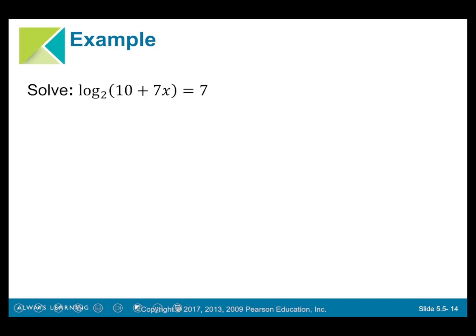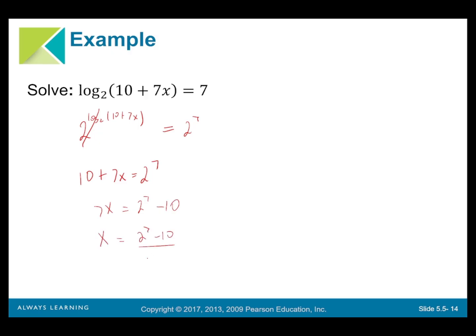So now we have log base 2 of 10 plus 7x equals 7. Again, let's take 2 to the both sides. So 2 to the log 2 of 10 plus 7x equals 2 to the 7. Those cancel, and so we have 10 plus 7x equals 2 to the 7. Again, it comes out of the definition of this one. Lastly, we just got to solve for x. So we take 7x equals 2 to the 7 minus 10. And we divide by 7, we get x equals 2 to the 7 minus 10 divided by 7. And that's it for this problem.